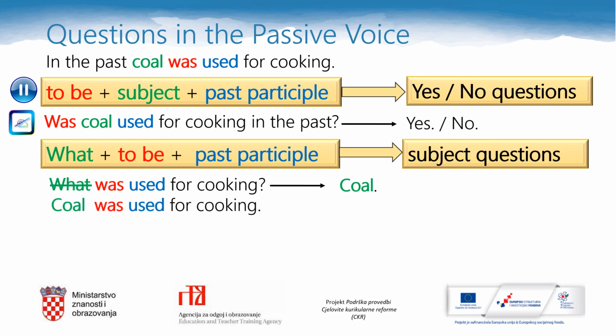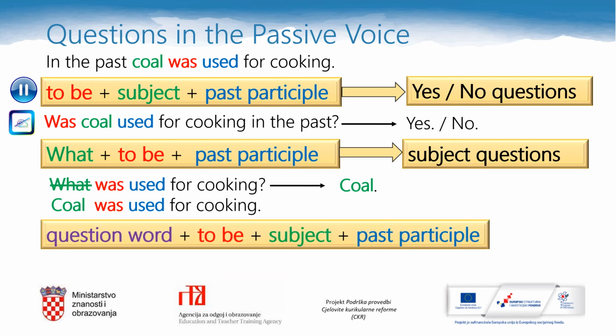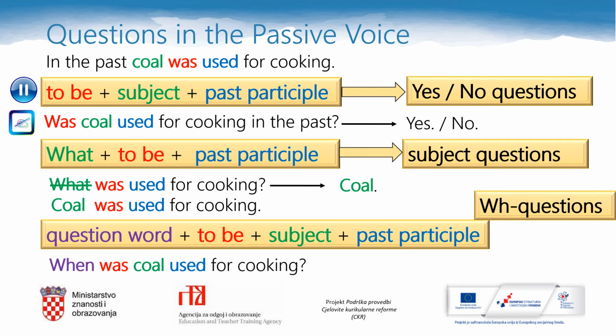The last example is with the following word order. Question word plus the verb to be plus subject plus past participle. So the question is, when was coal used for cooking? Such questions are called WH questions because they begin with WH question words which include the letters W and H. For example, when, where, why, how, etc. Pause the video now and write the rules in your notebook.